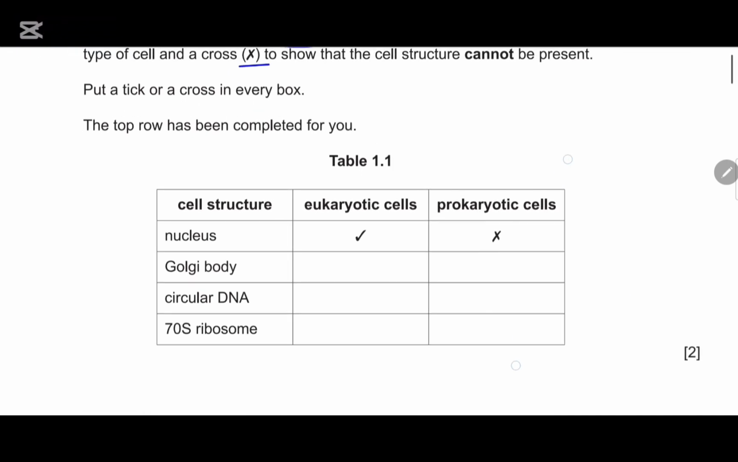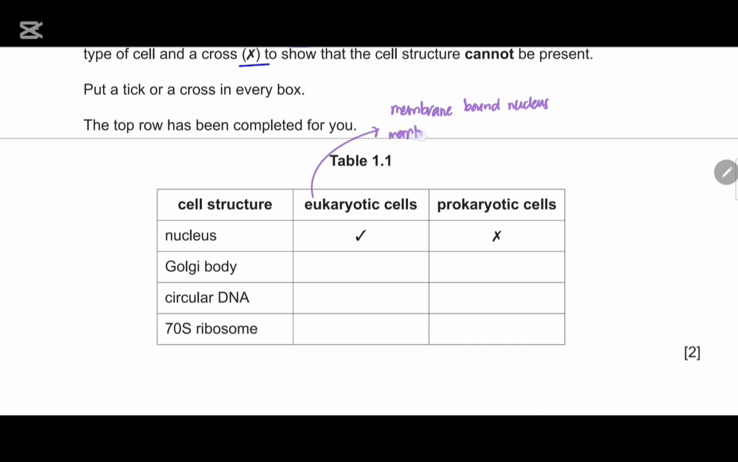Now, this one we have a box of eukaryotic and prokaryotic cells. So what are the pieces of information that we need to take note of? This goes back to the definition. Do you remember the definition of a eukaryotic or prokaryotic cell or organism? Now I want you to remember, eukaryotic cells are defined as any cells that have a membrane-bound nucleus and membrane-bound organelles.